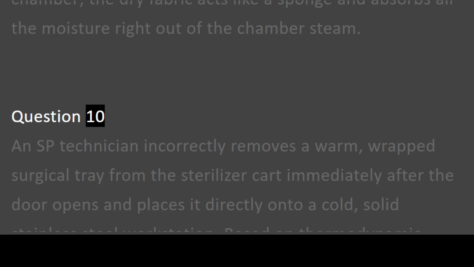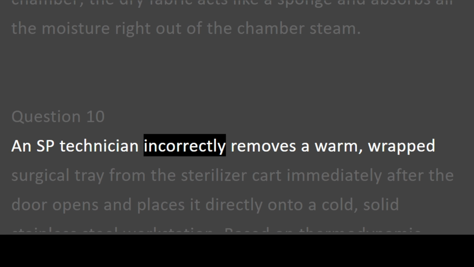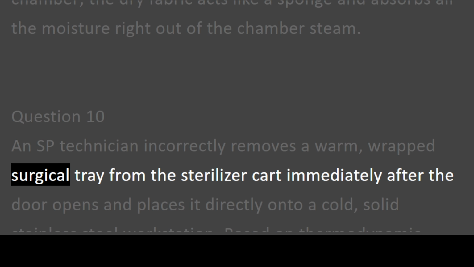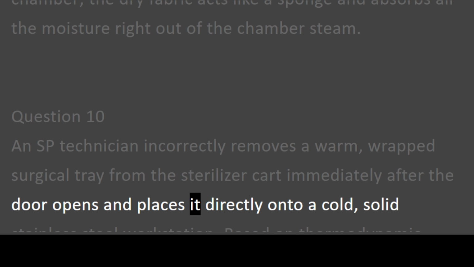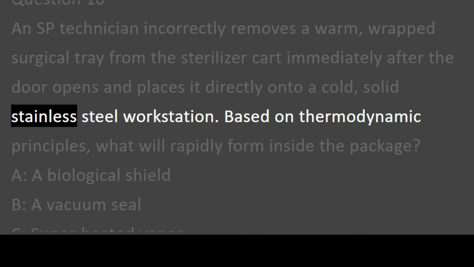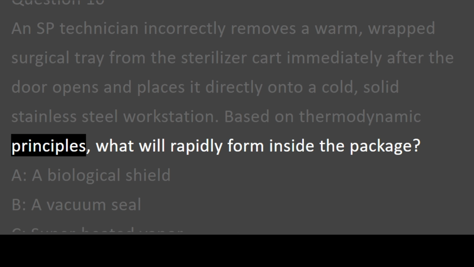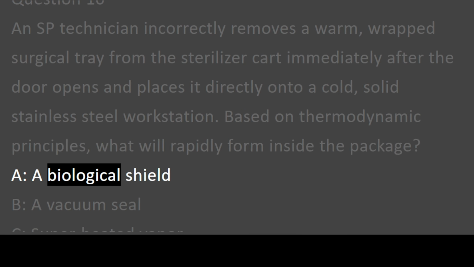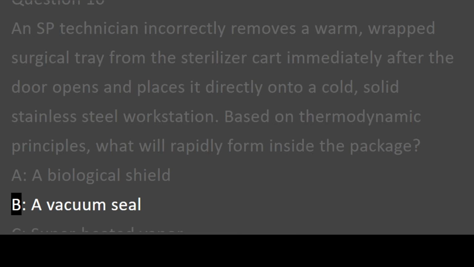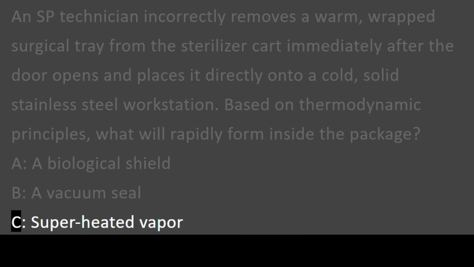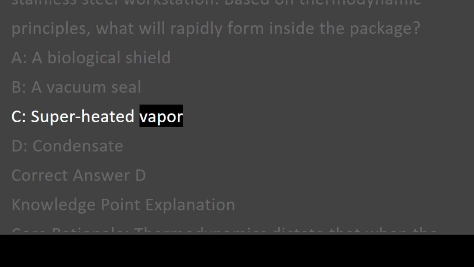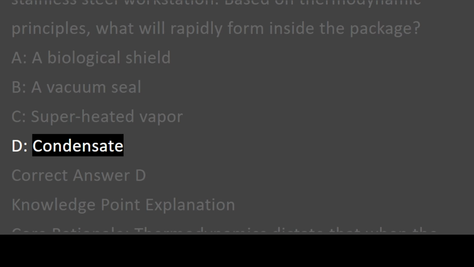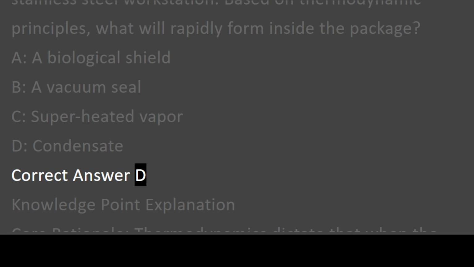Question 10. An SP technician incorrectly removes a warm, wrapped surgical tray from the sterilizer cart immediately after the door opens and places it directly onto a cold, solid stainless steel workstation. Based on thermodynamic principles, what will rapidly form inside the package? A. A biological shield. B. A vacuum seal. C. Superheated vapor. D. Condensate. Correct answer D.